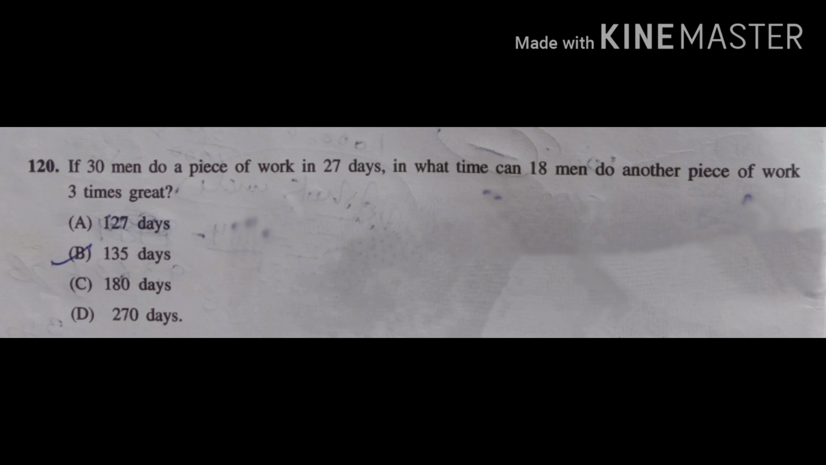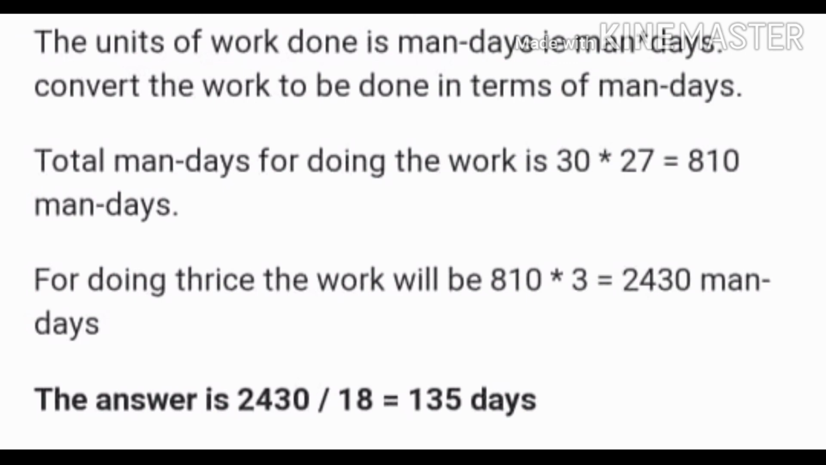Move to the solution part. The unit of work done is man days. Convert the work to be done in terms of man days. The total man days for doing the work is 30 into 27, which is equal to 810 man days. For doing thrice the work, it will be 810 into 3, which is equal to 2430 man days. As only 18 men are there, divide 2430 by 18 and you will find 135 days. So option B is the correct option in this question.